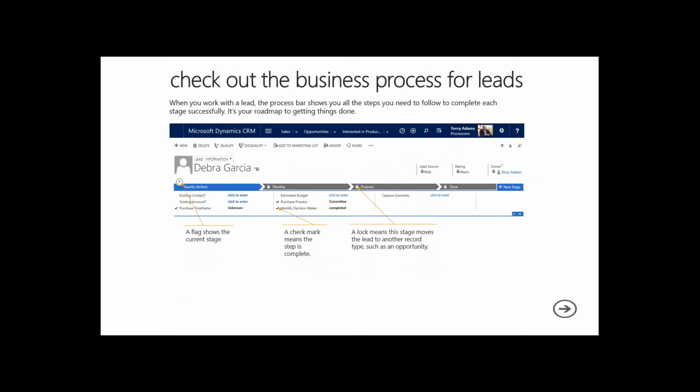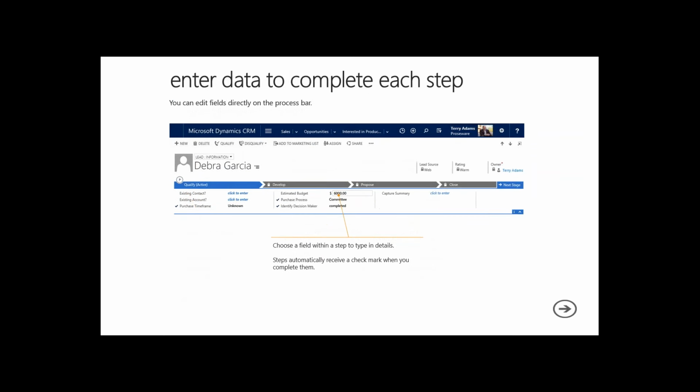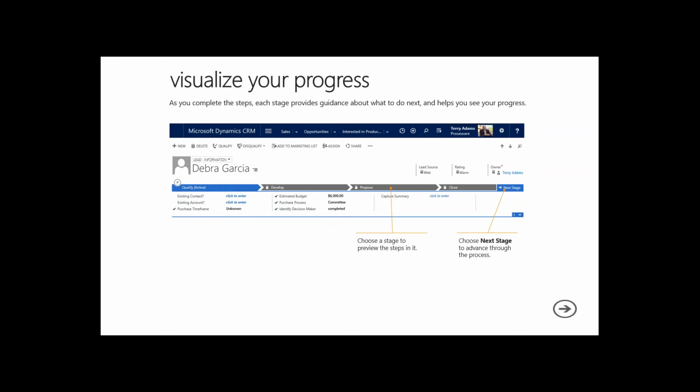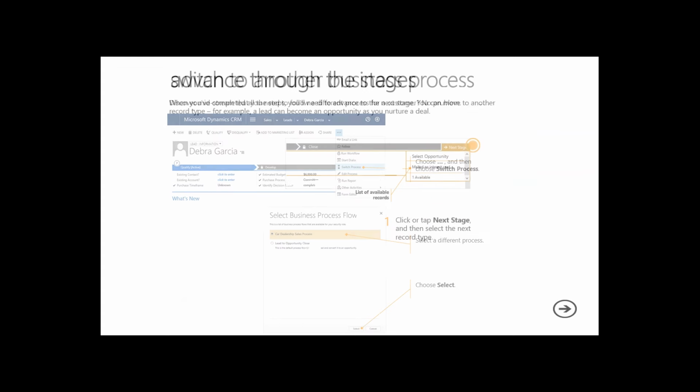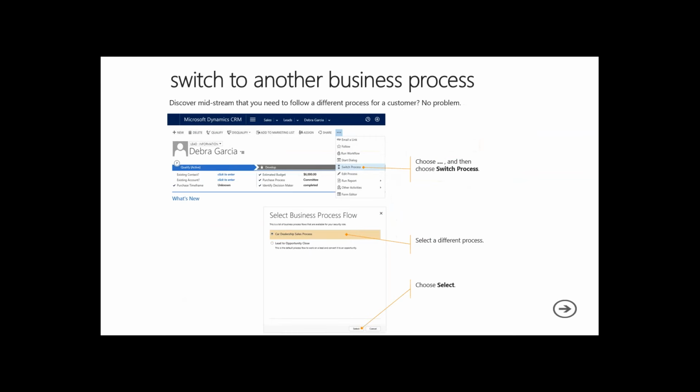and as we complete various fields and various stages within the record creation, it validates and makes sure that we have all of the right information entered by our users. Of course, it is designed very much to visualize our progress as we're entering data into the system, advancing us through the various stages, and we do have the option where appropriate for particular users to switch to other business processes midstream or at the end of a process.